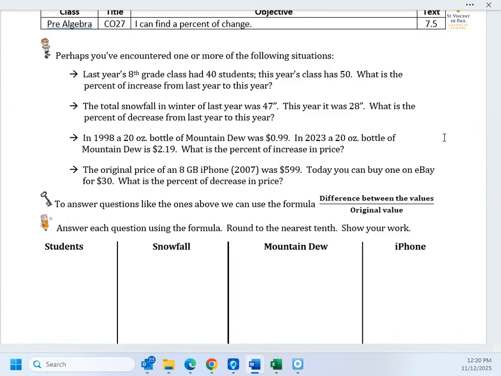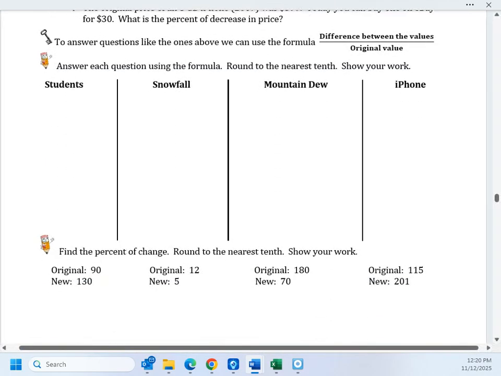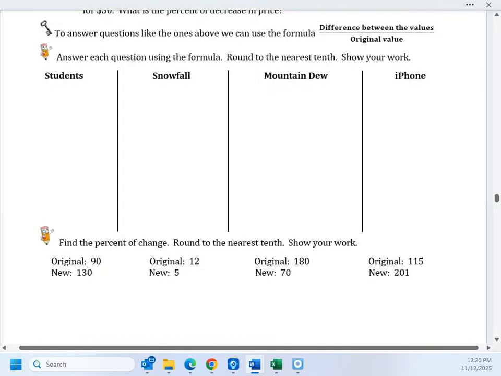To answer questions like the ones above, we use this formula. So you are going to need to know, to love, to understand this beautiful formula. Put a little star next to it, make it stand out. This is important. I need to have this on my help sheet. Every year I tell friends, put it on your help sheet.